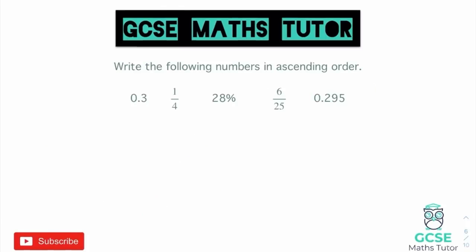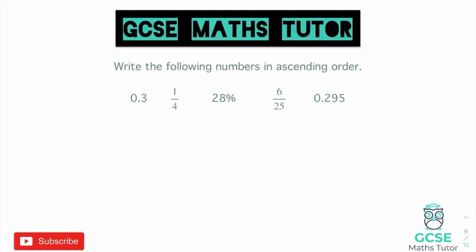Okay, so it says here, write the following numbers in ascending order. Now ascending order means smallest to biggest. So we need to find out which of these is the smallest, which is the biggest, and put them in order. Of course, at the moment we have a decimal, we have a fraction, we have a percentage, another fraction, and another decimal. So it's not very nice to order them as they look.